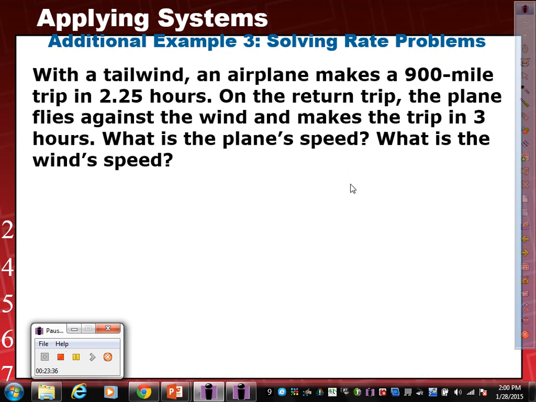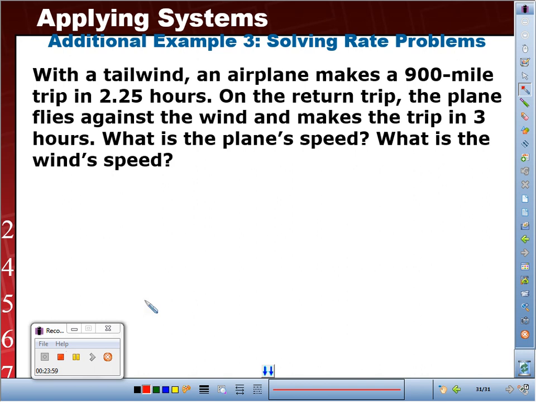All right, who notices on this one that it doesn't talk about money? It doesn't talk about items. This one is talking about time, distance, and rates. That's why this kind of problem is known as a rate problem. But the setup goes the same.